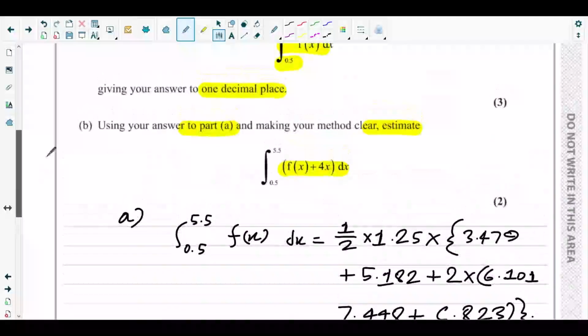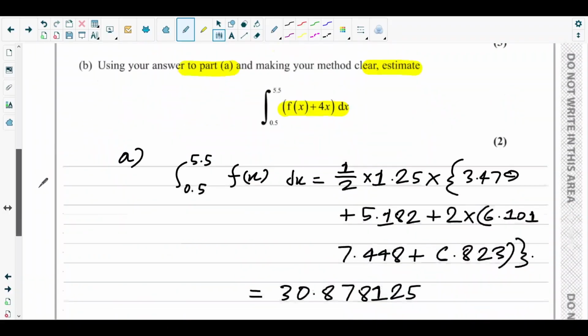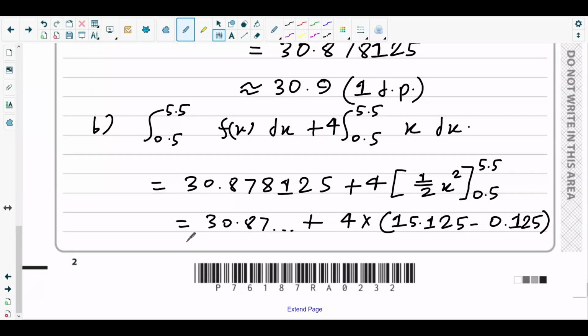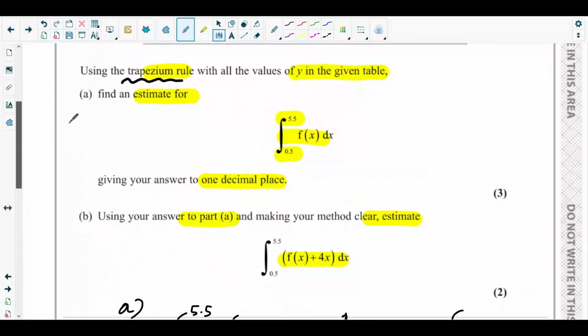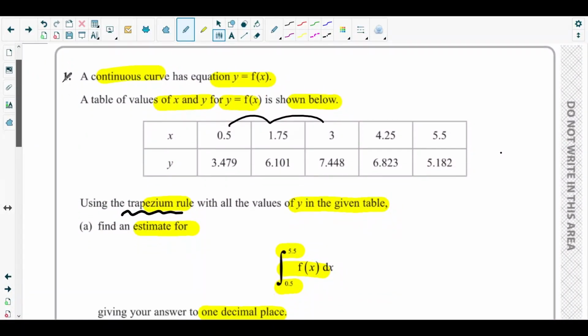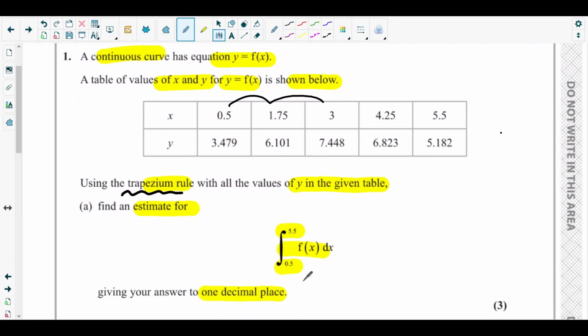You will get 90.878. How many decimal places did they want? Nothing is mentioned, so we write it to 3 significant figures, which is 90.9. And that's exactly what part B has asked for. And that's the end of the first question of the October 2024 P2 paper.